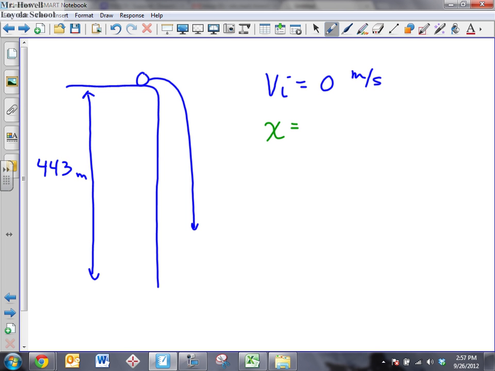Displacement is X. What's X, guys? Negative 443. Negative. Which way is it moving? Down. South. All right.